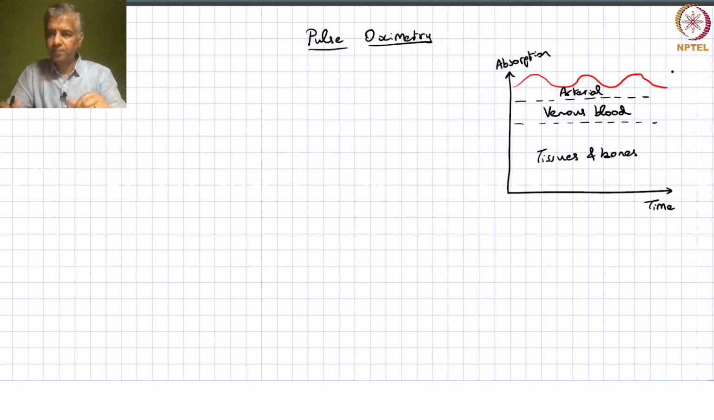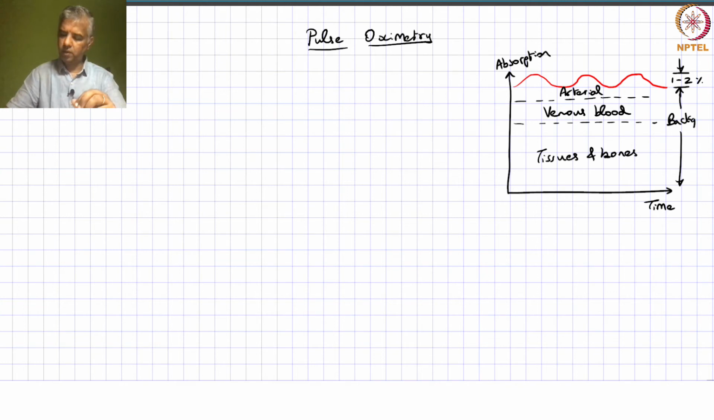Okay. But what we are interested in is this component here, which is a very small component. It's typically only in the order of 1 to 2% of this entire thing, right? So there is a much larger component which is background for our measurement, and we are trying to pick up this 1 to 2% modulation, and based on that modulation we can tell what is the oxygen saturation.